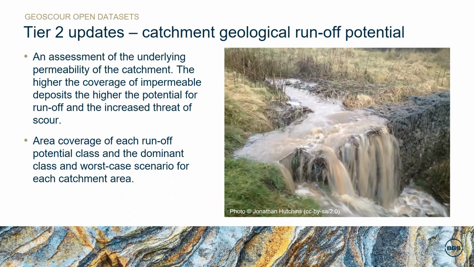The catchment geological runoff potential dataset provides a summary representation of the propensity for surface water to drain into local watercourses, considering the geological properties and permeability of the underlying geology of a catchment. This information is provided as the area coverage of each runoff potential class and identifies the dominant class and the worst case for each catchment area.